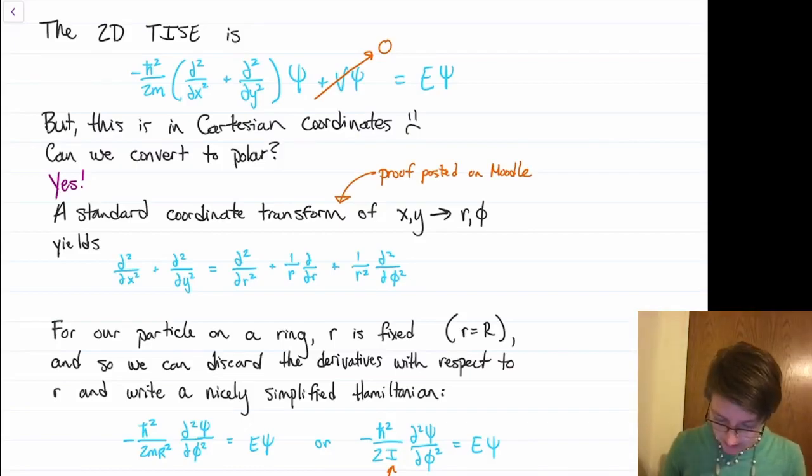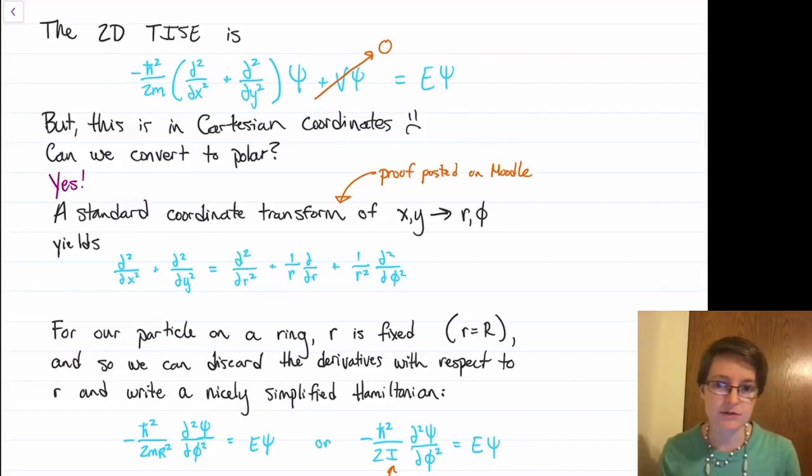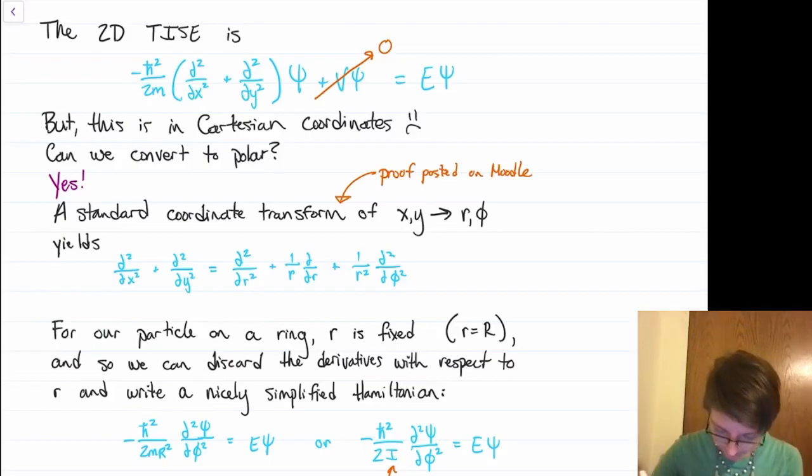And so without proof, apparently the second partial derivative with respect to x plus the second partial derivative with respect to y is equal to the second partial derivative with respect to r plus 1 over r times the first partial derivative with respect to r plus 1 over r squared times the second derivative, this time with respect to phi. And this looks fairly imposing, but the good news for us is that we are only considering constant r equal to capital R. So anything there where the derivative with respect to r shows up is going to disappear for us.